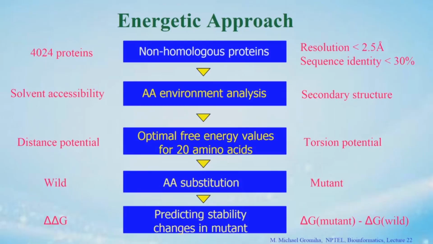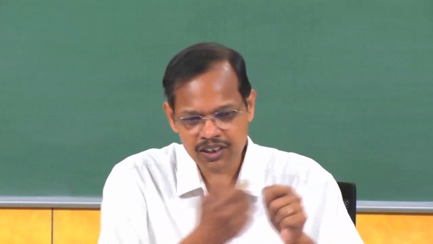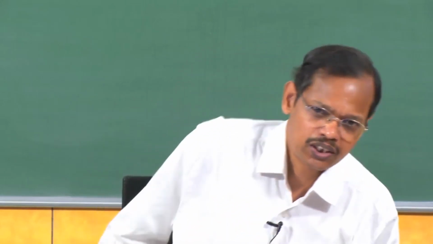One of the most popular methods is based on energy, because energies are very important for the different interactions, and if you mutate a specific residue, this will disturb the energy or improve the energy. This can tell you whether it will increase or decrease the stability. For getting this energetic approach, what can we do?